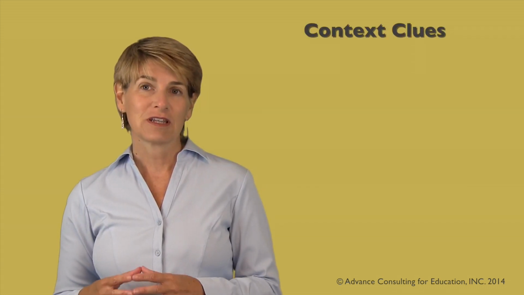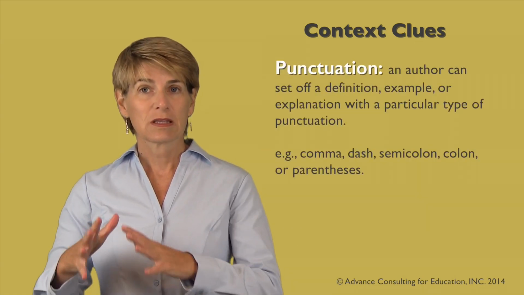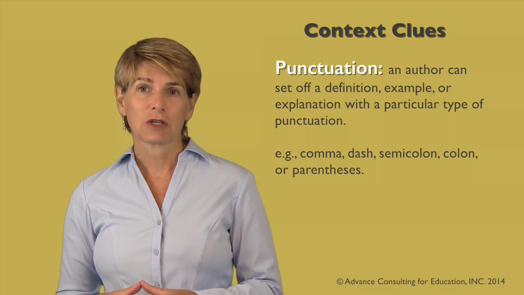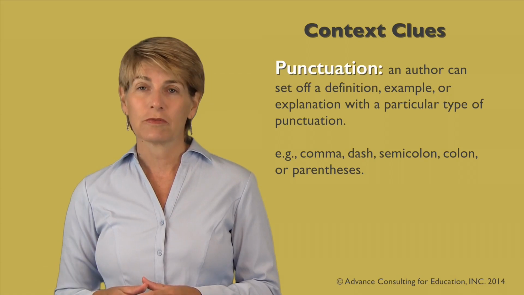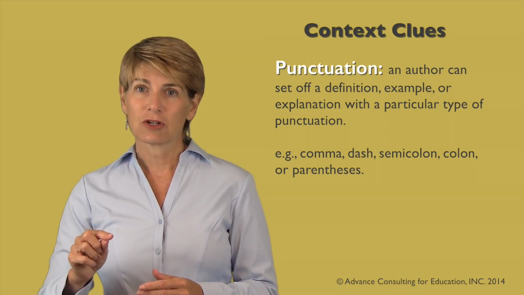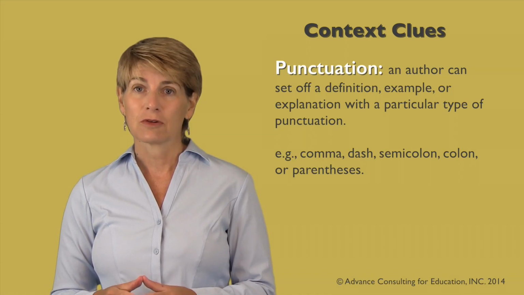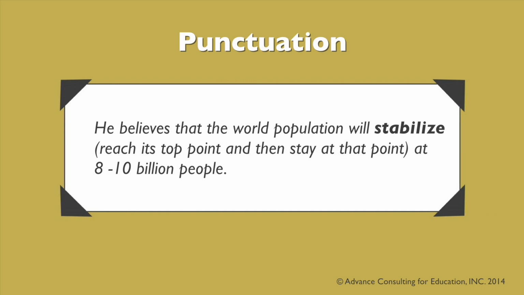A final context clue that authors can use is punctuation. So they can set off a definition or an example or an explanation with a particular type of punctuation. For example, they can use a comma, which we've already seen. They can use a dash, a semicolon, a colon, or parentheses. Here's an example. He believes that the world population will stabilize, reach its top point, and then stay at that point, in brackets, at 8 to 10 billion people.